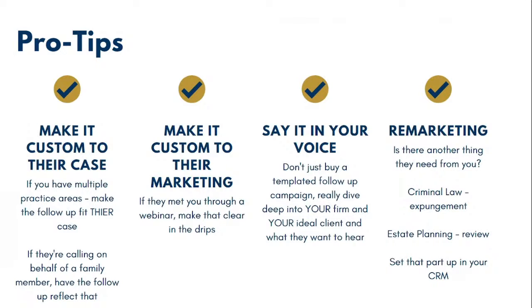And then the other really big pro tip here: remarketing. For criminal law, if your state allows expungements after a certain period of time, set that in the system. Do a whole campaign, 90 days out from the expungement. Estate planning, if it needs to be reviewed every year, every 3 years, every 5 years, build that into your system as some of your follow-up on alumni clients. Set it all up in your CRM and then forget about it, because it'll send you the reminders, it'll send them the emails, it'll allow them to book the review meeting, whatever it's going to be.